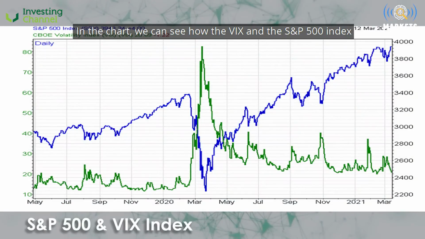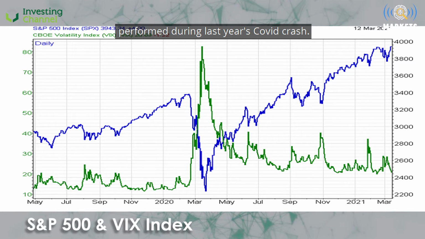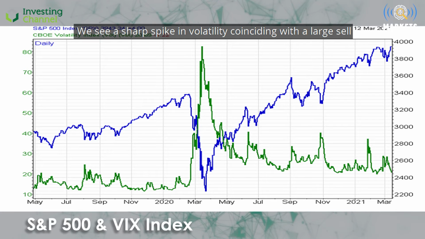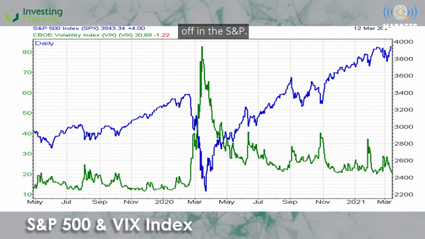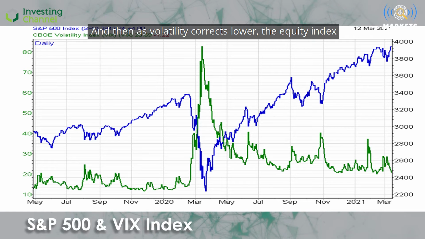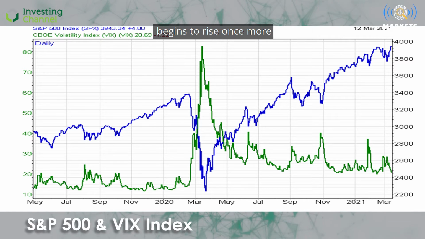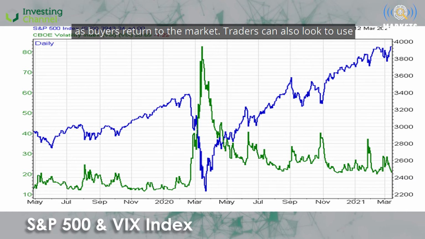In the chart, we can see how the VIX and the S&P 500 index performed during last year's COVID crash. We see a sharp spike in volatility coinciding with a large sell-off in the S&P. And then, as volatility corrects lower, the equity index begins to rise once more as buyers return to the market.